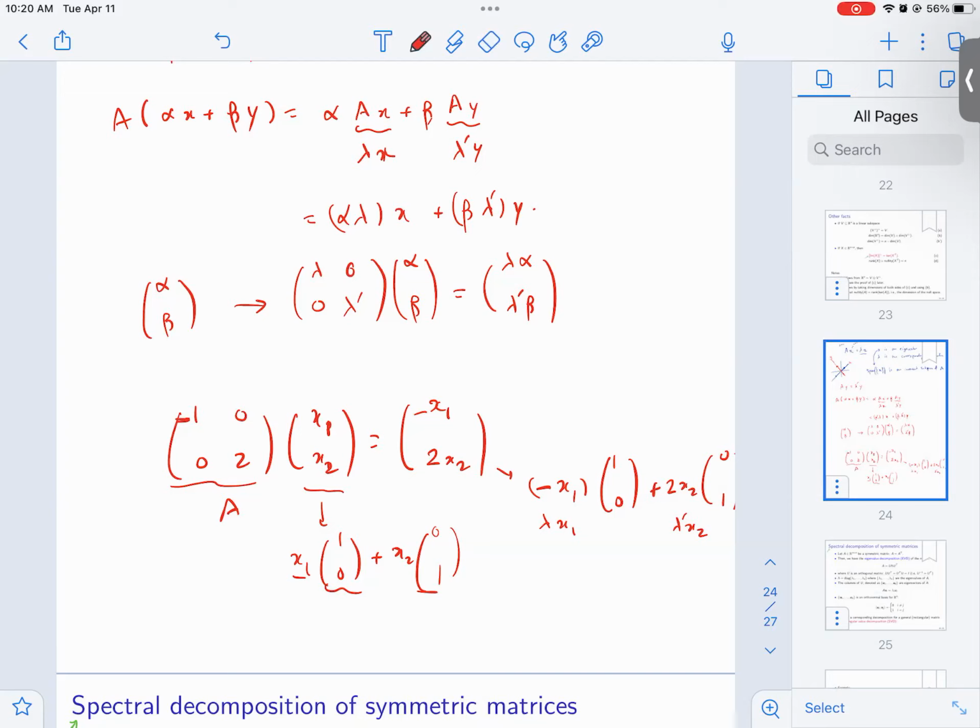In general, you expand any vector in terms of the general eigenvectors, and then the coefficients of that expansion are transformed by a diagonal matrix, which is basically this business. So every symmetric matrix can be reduced to acting like a diagonal matrix if you choose the proper basis, which is the basis of the eigenvectors. Is that sort of clear?